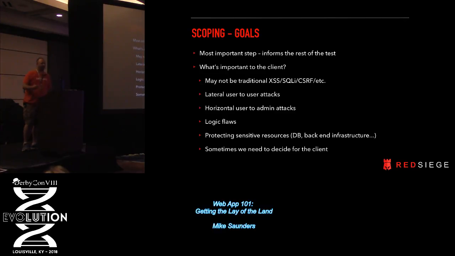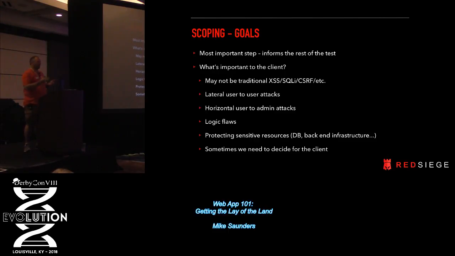So, the first thing I want to talk to you about is scoping, and it is the single most important part of the test. Is the single most important part of the test because it informs the entire rest of the test. Reporting is almost as important as scoping, but I say it's a little bit behind because if you have a bad scope, you have not a good direction, you may not be testing everything you should, and therefore your report won't contain the things it should. So it's the most important step.